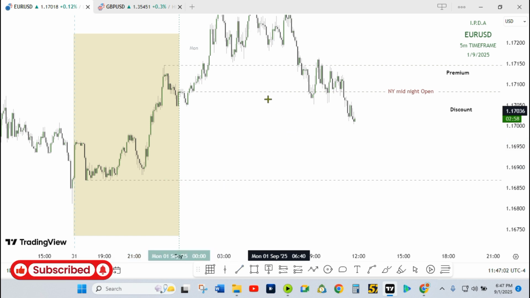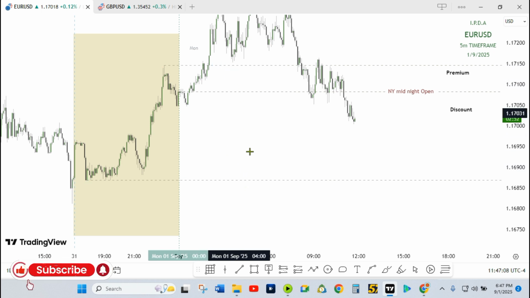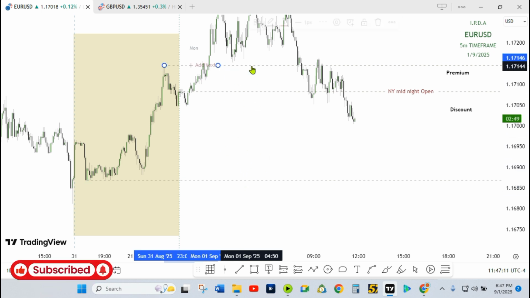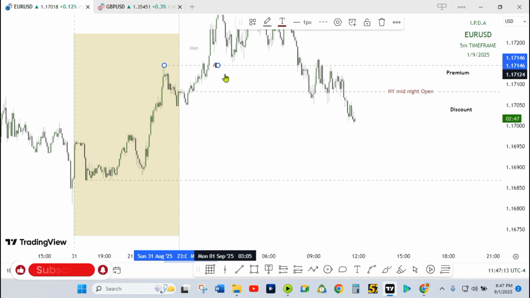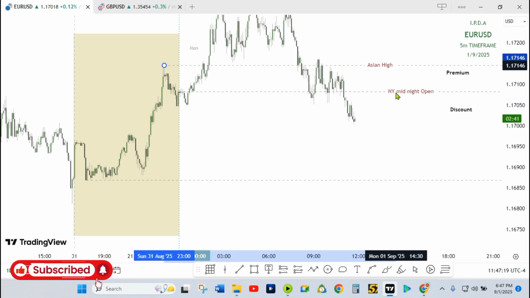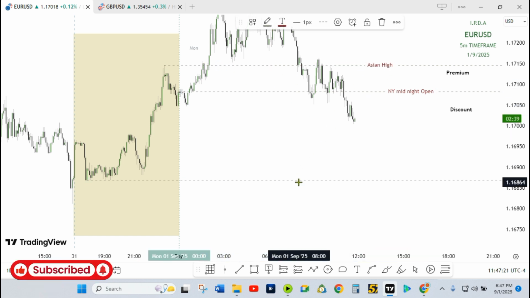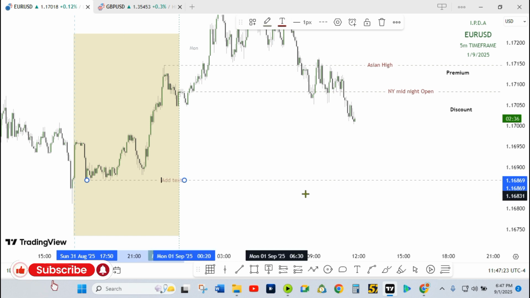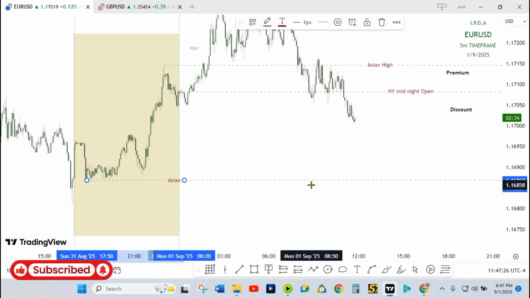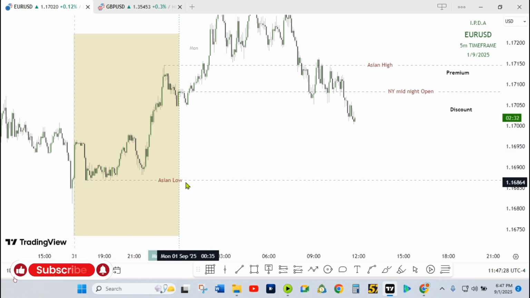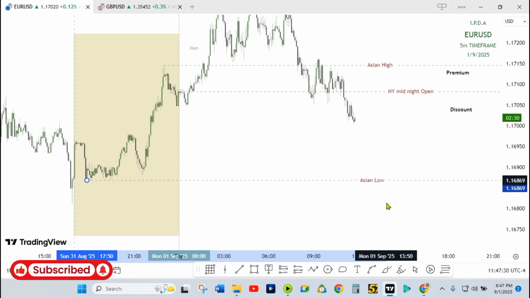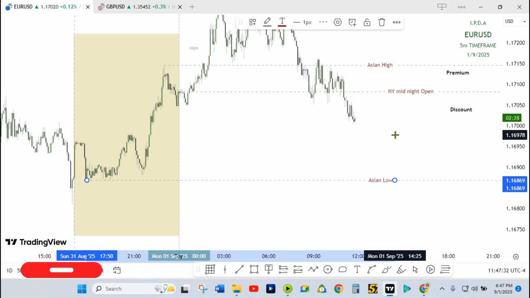So now we have Asian highs and Asian lows. These are very essential levels that price will respect, in the form of liquidity sweeps and liquidity targets.